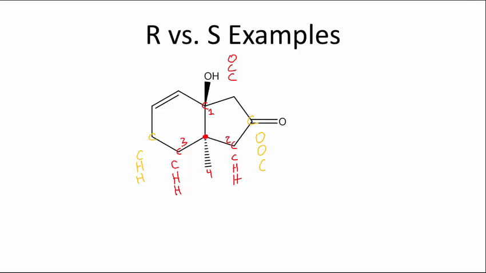So to assign R versus S to this one down here, I have 1 to 2 to 3 going clockwise. Number 4 is going into the page. So this stereocenter is going to have R configuration.